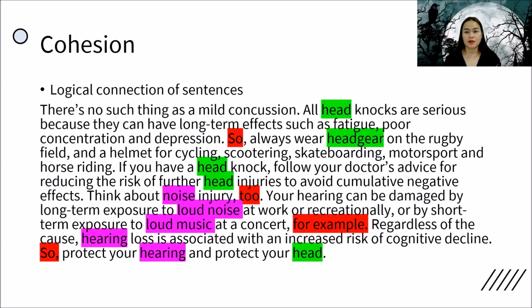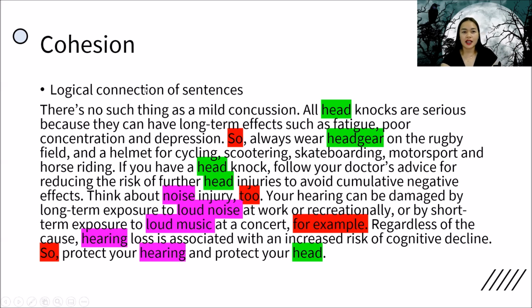Sometimes when the author wants to repeat the ideas, they use the same word, right? All head knocks, again the word head knocks here, and then reducing the risk of further head injuries. And look at the words in purple: think about noise injury, and in the next sentence they talk about loud noise, again loud music, which is related to noise also, right? And then hearing. Sometimes the author uses repeated words to highlight, to connect the ideas, connect the sentences.